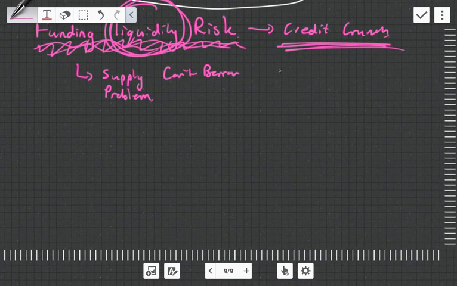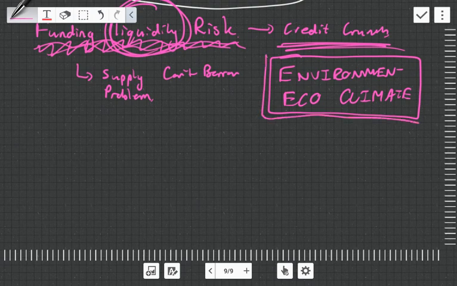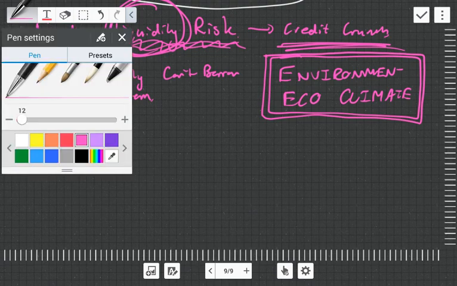It's very much dependent on the environment and economic climate that you're in. It's a little bit out of your control. However, it is always wise to be aware of your economic climate before requesting a loan or starting up any business activity. So that's funding liquidity risk.